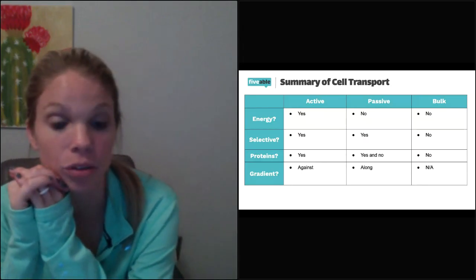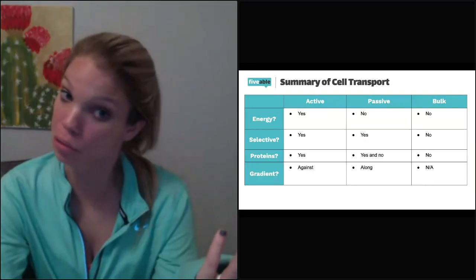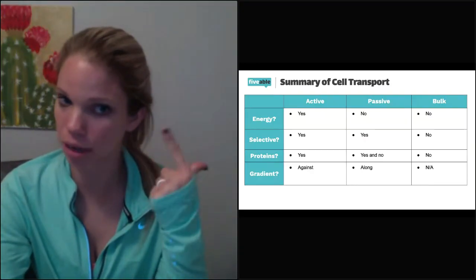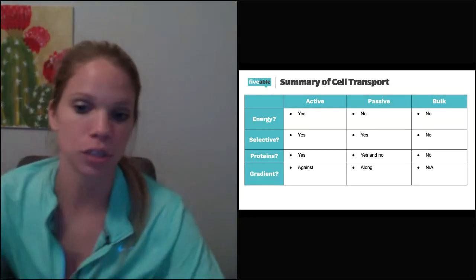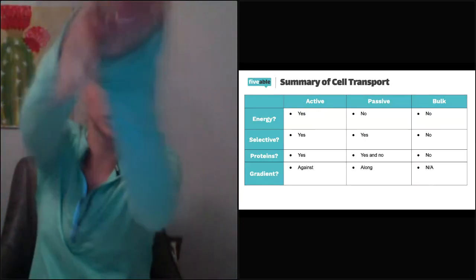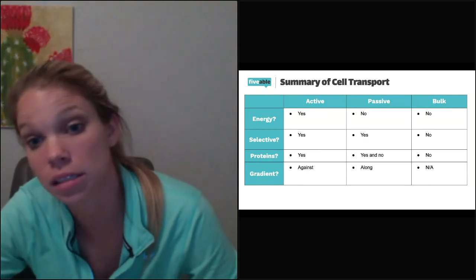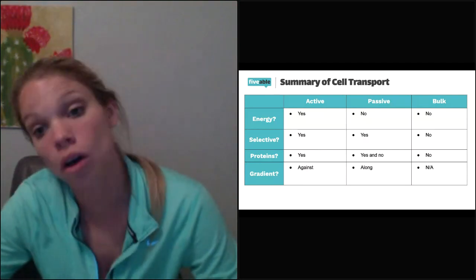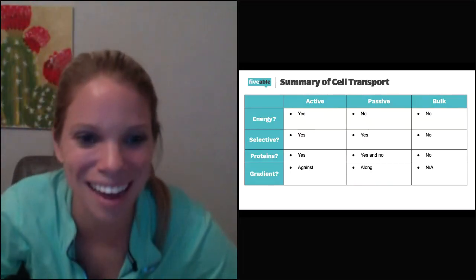Proteins. Active transport is going to use proteins. Passive transport may use proteins. It may use diffusion. It may use facilitated diffusion. So it's a yes and a no. Bulk transport obviously is not going to use proteins because they just, again, go Daddy Shark style. And then the gradient: active transport is going to go against it. Passive transport is going to go along. Bulk transport doesn't care. It's going Grandma Shark style. Gotcha.